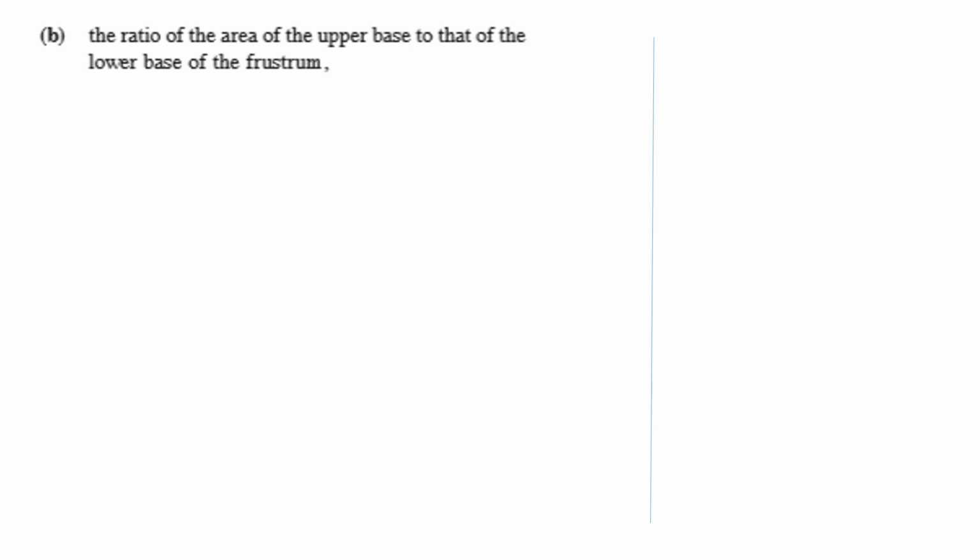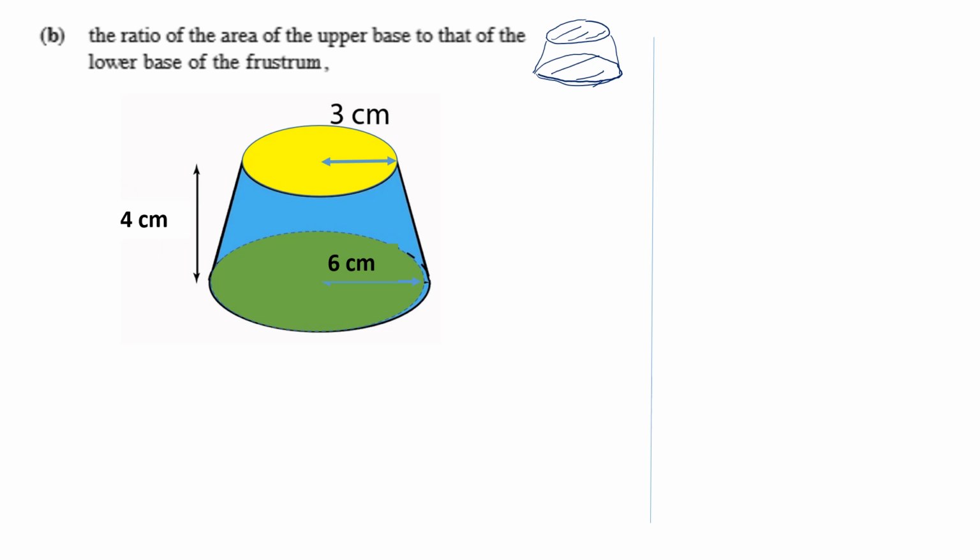Right, let's look at part B. For part B, we're asked to find the ratio of the area of the upper base to that of the lower base of the frustum. If you recall, the frustum looks like this. The upper base will refer to this part here, which is a circle, and the lower base is also a circle but of bigger radius. This is how it looks like. The upper base is the one colored in yellow, and the lower base is the one colored in green.